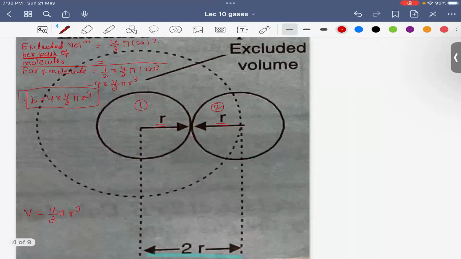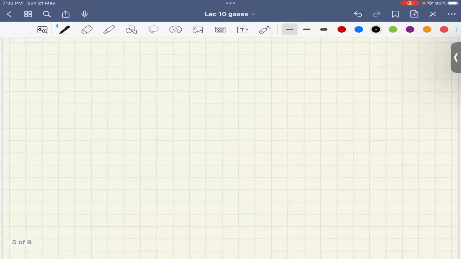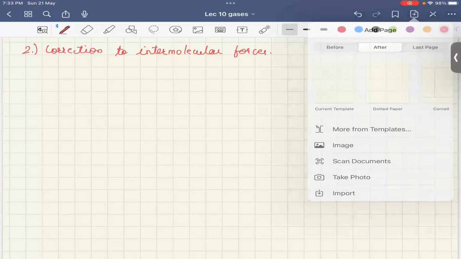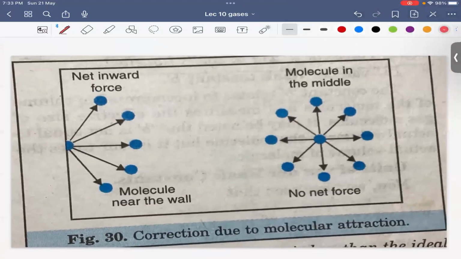Now the next is the correction for intermolecular forces. As discussed earlier, some attractive forces exist between the molecules of real gases, right? Let us try to understand this with the help of an image.